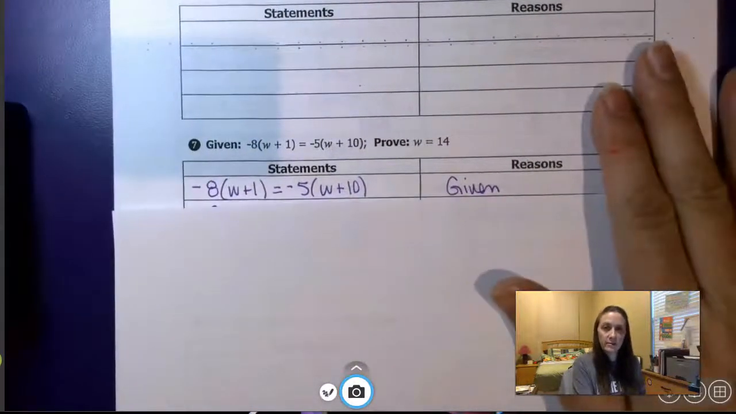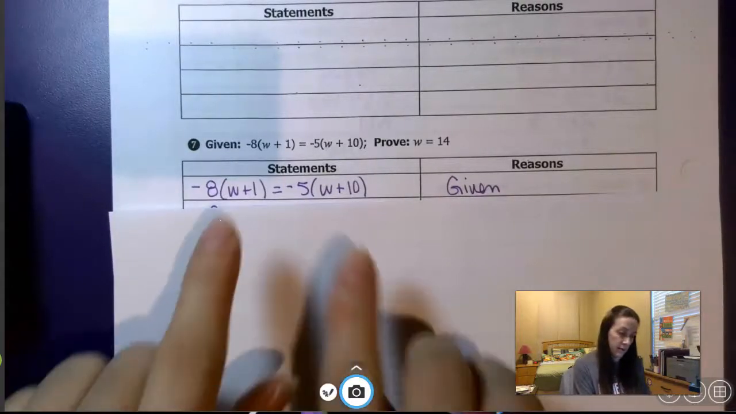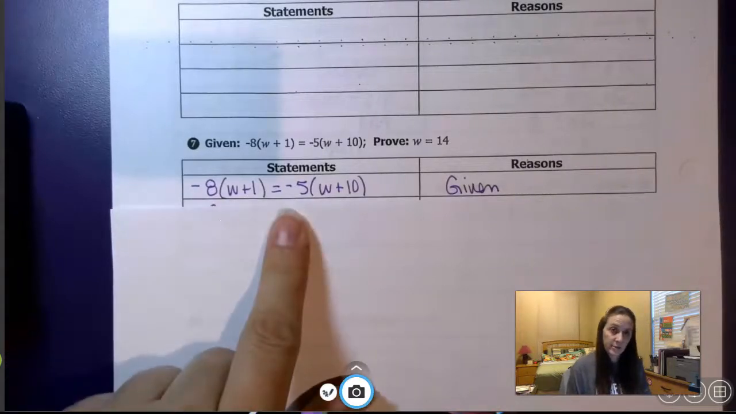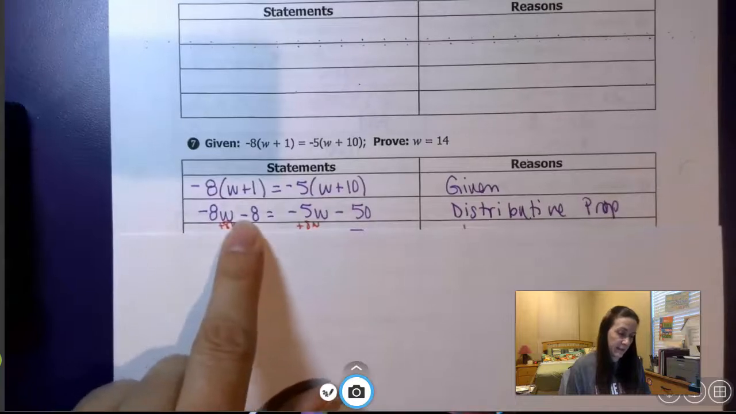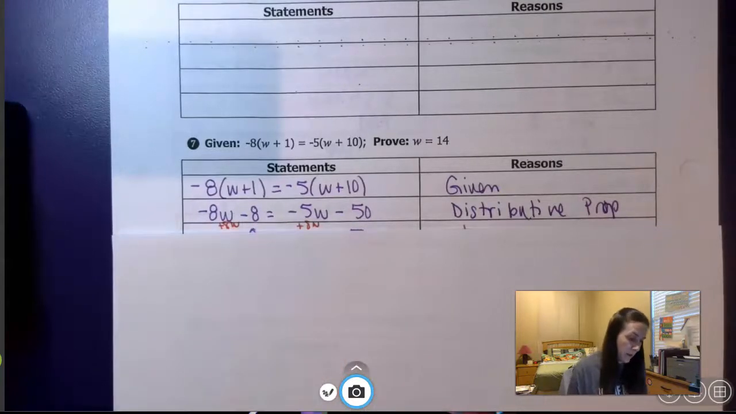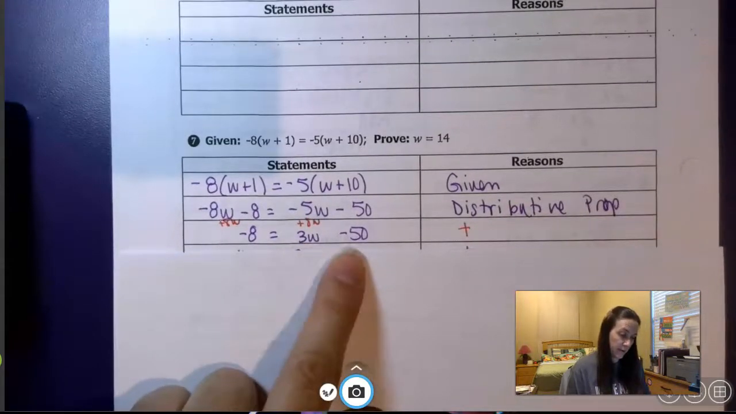So here's 7. We are going to distribute. Both sides need to be distributed. Okay. Pay attention to the signs when you do that distribution. So you get negative 8w minus 8 equals negative 5w minus 50. Now I want my variable to be positive, so I'm going to add the 8 to both sides. I added 8w to both sides. Negative 8 equals 3w minus 50.